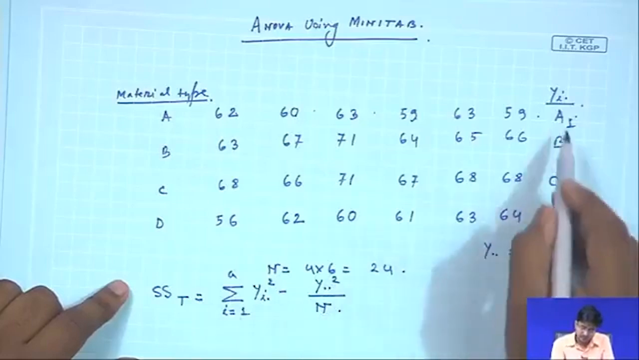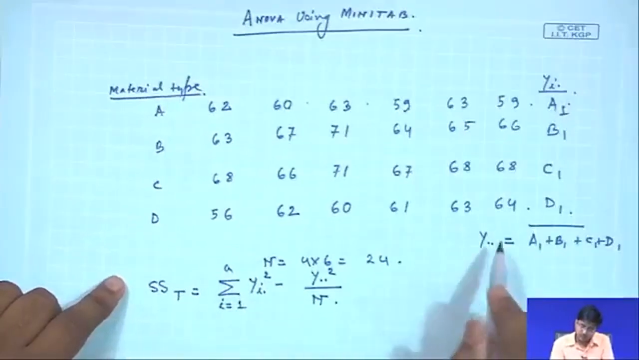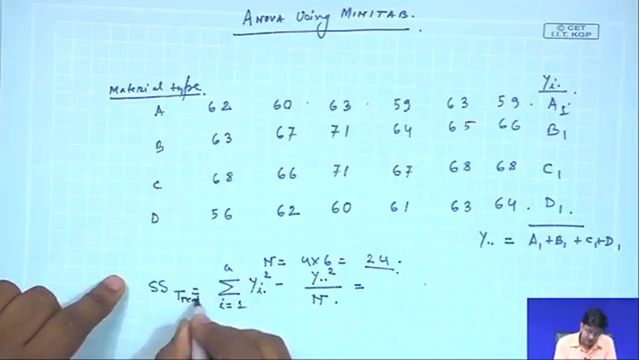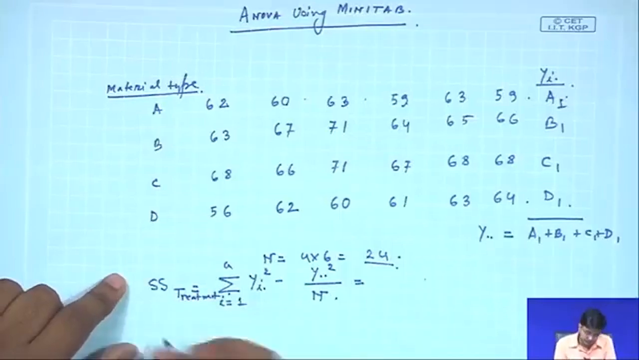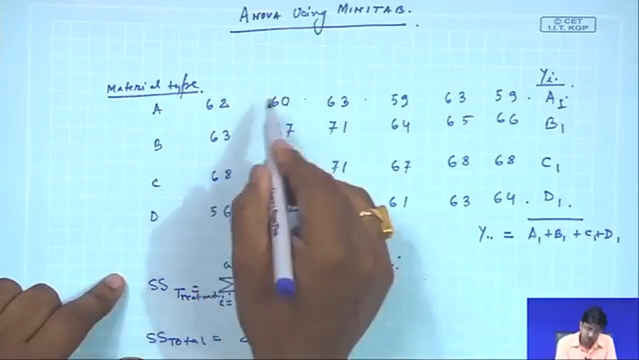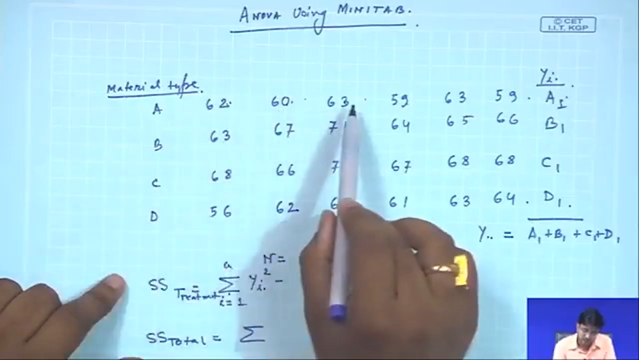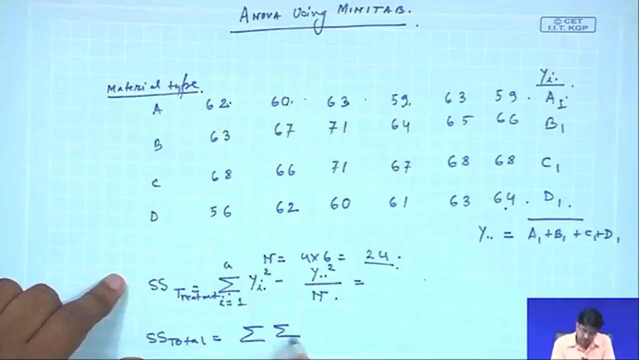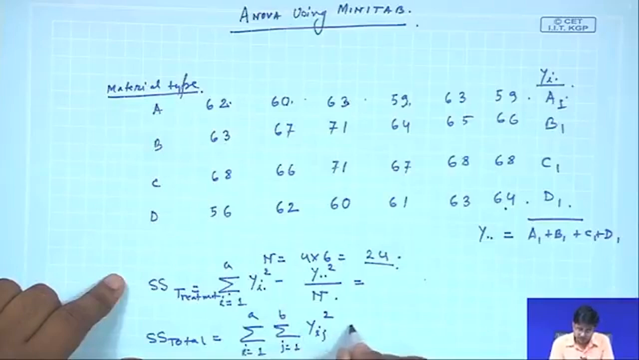So, all the y i dot we will get, y dot dot we will get from here, n we know is 24. So, in this manner we will get SS treatments. Then for SS total we will take all the values squared, that is 62 square plus 60 square plus 63 square plus 59 square, in this manner up to 64 square. So, this will be double summation i equal to 1 to a, j equal to 1 to b, y i j square minus y dot dot square by n.